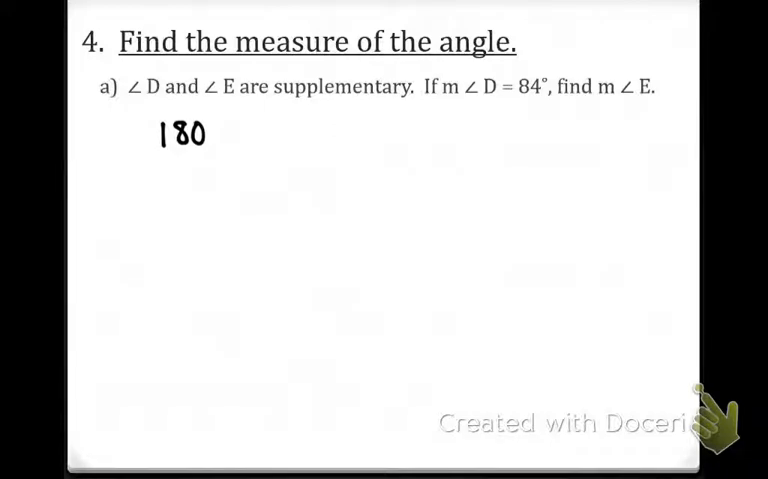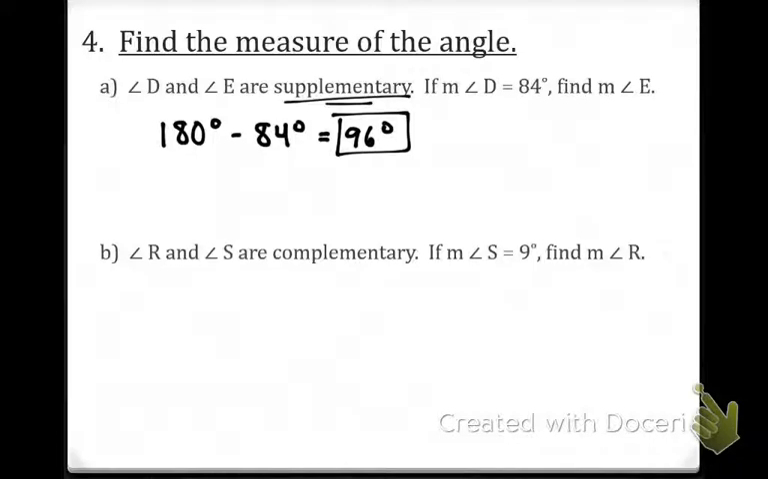Why did you choose 180 degrees? Because supplementary is 180 degrees. You are correct. Anytime you have supplementary angles, it's always going to be 180 degrees. We know one of them is 84, so what does the other one have to be? 96 degrees. 96 degrees is correct.